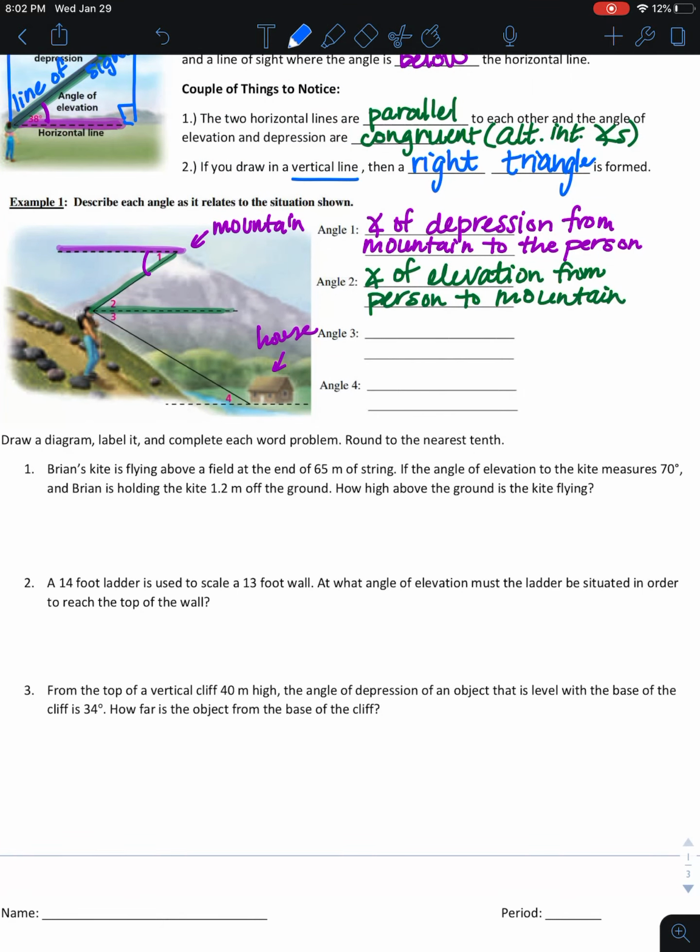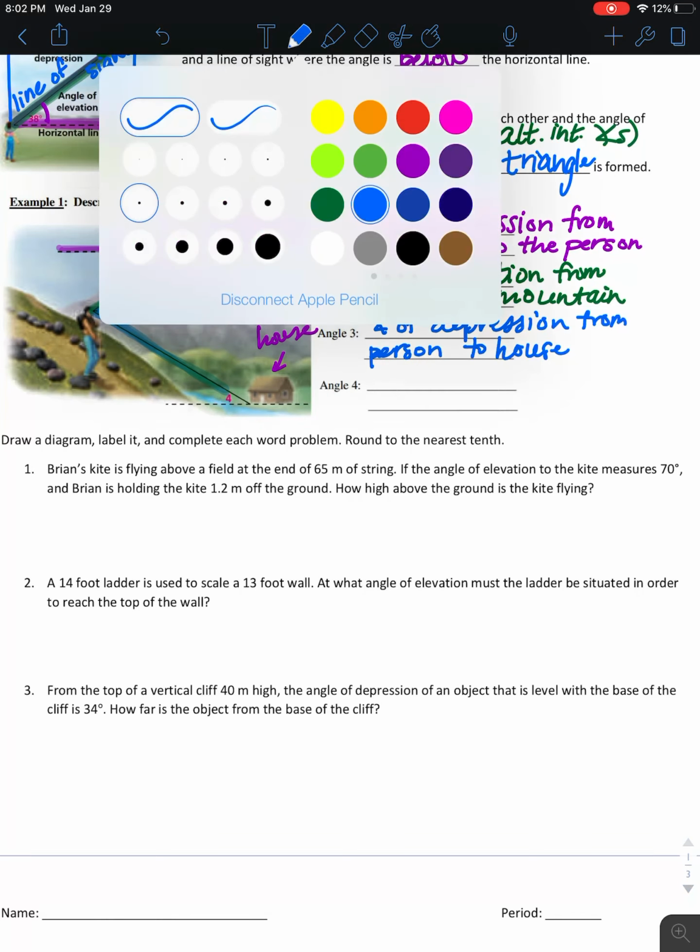The next one, angle 3, is formed by this line of sight here and this horizontal here. So it is below the horizontal, therefore it is an angle of depression. Below is depression. From, where do we start? We start at the angle, which is the person, to, and you can see it goes all the way to this house there, the bottom right.